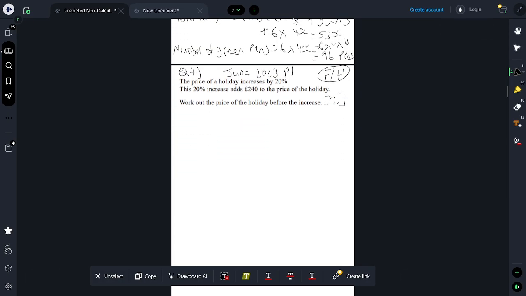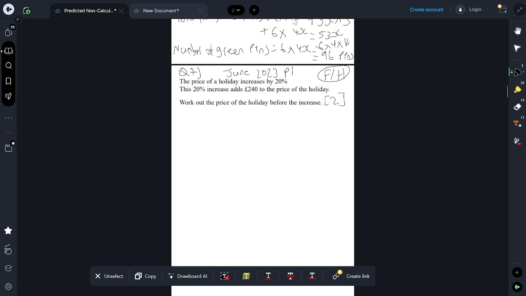So now we're on question 7. And these types of questions are typical as well. This is going to use the idea of using algebra again to represent unknowns. Okay, so this is clearly a percentage question. The price of a holiday increases by 20%. This 20% increase adds 240 pounds to the price of a holiday. Work out the price before the increase.